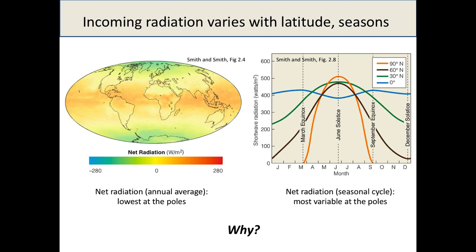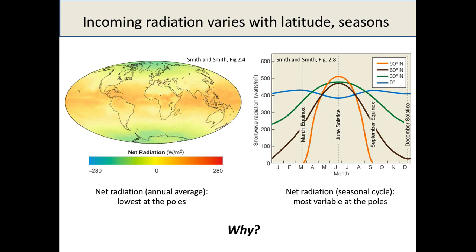On the Earth, so hopefully you know a map of the Earth, color-coded to reflect the net radiation, the amount of solar radiation that hits an area minus the amount that it reflects back. And this varies across the globe. The poles receive far less solar radiation than the equatorial area. It also varies seasonally, and there's an interaction between the spatial and the temporal variability.